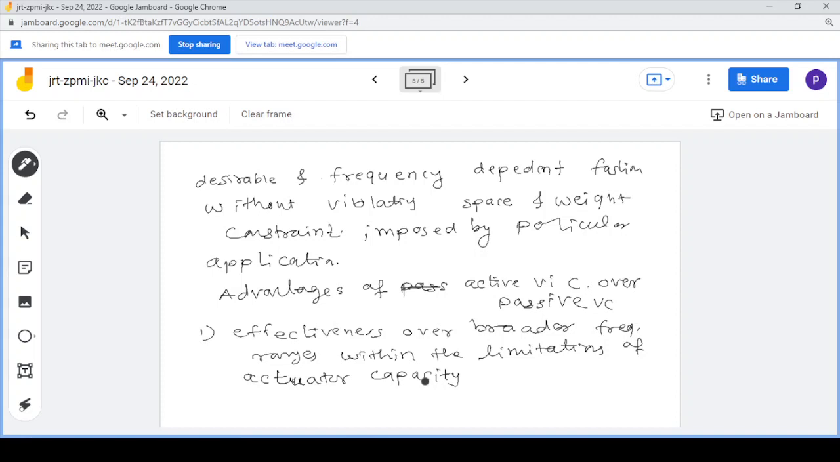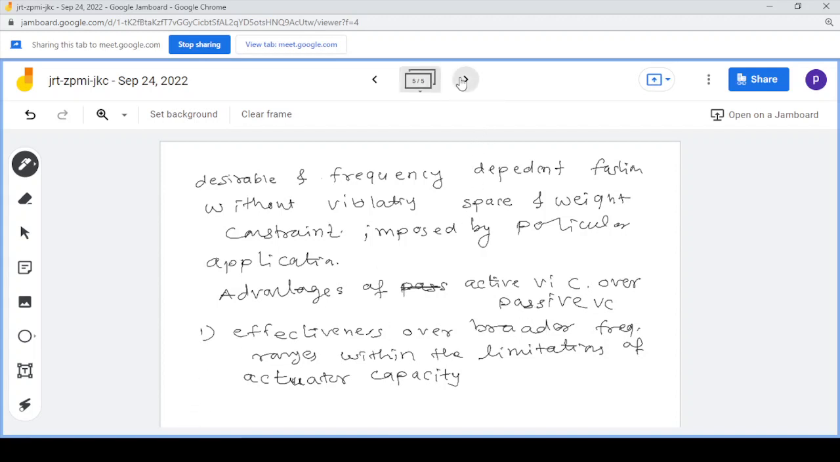that can be achieved by using the active vibration control over the passive. So we can say that the actuator will be much more effective in controlling the vibration compared with the passive vibration control. That is the basic meaning of this statement.